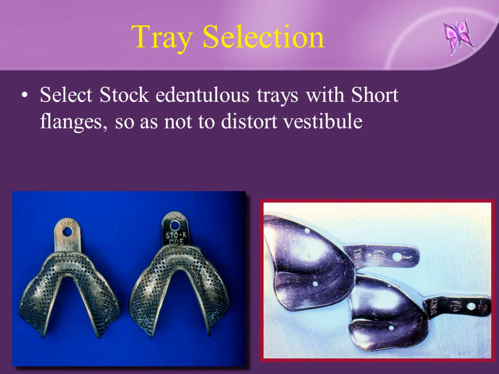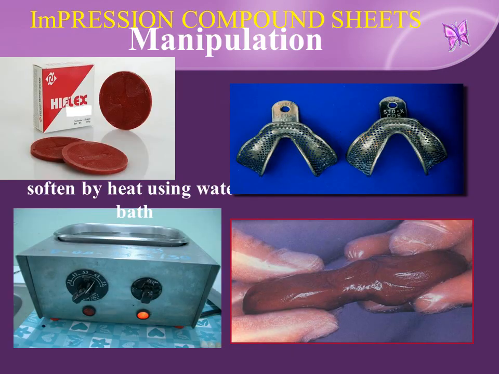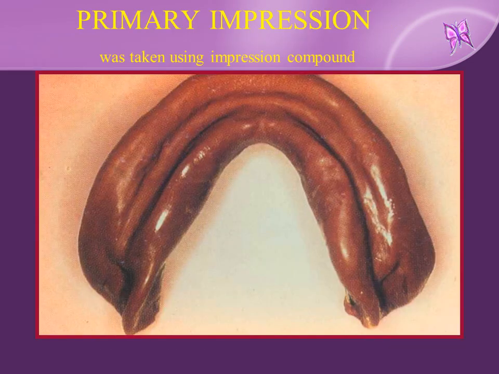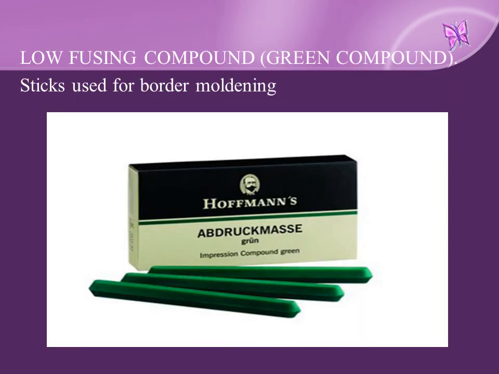Tray selection. Select stock edentulous trays with short flanges so as not to distort the vestibule. Impression compound sheets manipulation. Softened by heat using water bath. Primary impression was taken using impression compound. Low fusing compound, green compound sticks, used for border molding.